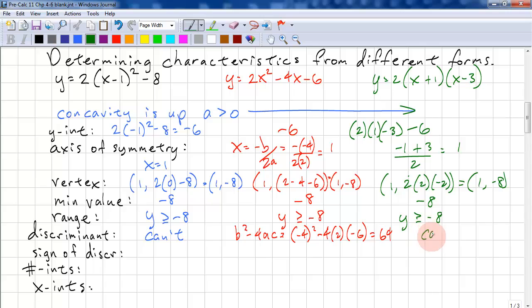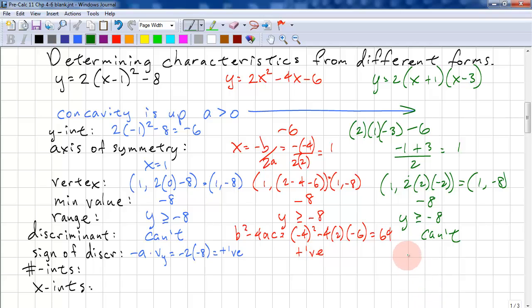And again, we can't easily calculate it here. The sign of the discriminant is minus a times the y-coordinate of the vertex. So we have minus 2 times negative 8. So the sign is positive. Again, we've already calculated the discriminant, so the sign is positive.